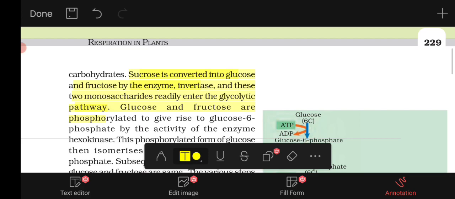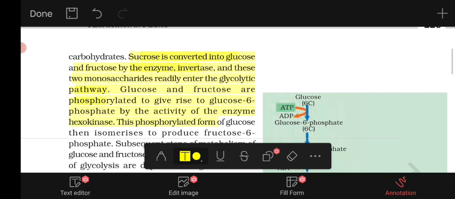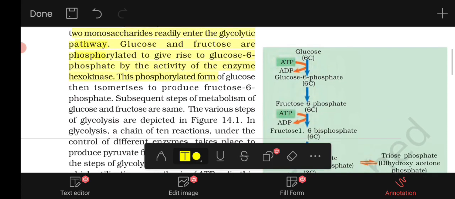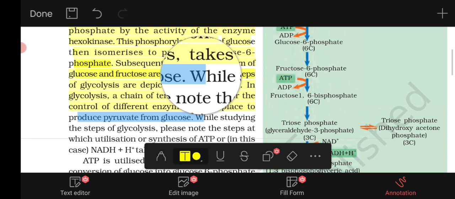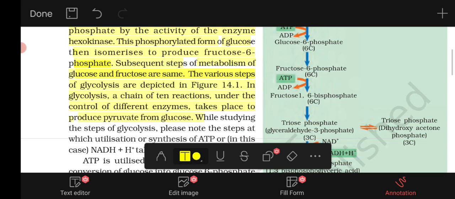They are interconvertible. Glucose and fructose are phosphorylated to give glucose 6-phosphate by the enzyme hexokinase. The phosphorylated form of glucose is then isomerized to produce fructose 6-phosphate. Subsequent steps of the metabolism of glucose and fructose are the same. The various steps of glycolysis are depicted in figure 14.1. In glycolysis, there is a chain of 10 reactions. It is not a single step. It is a chain of 10 reactions under the control of different enzymes to produce pyruvate from glucose.